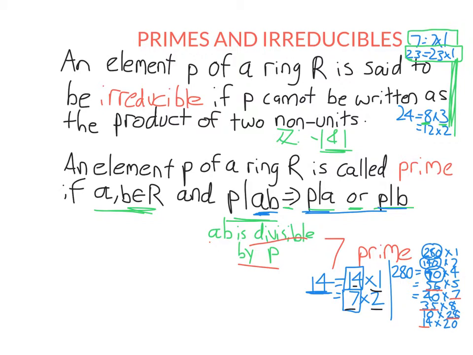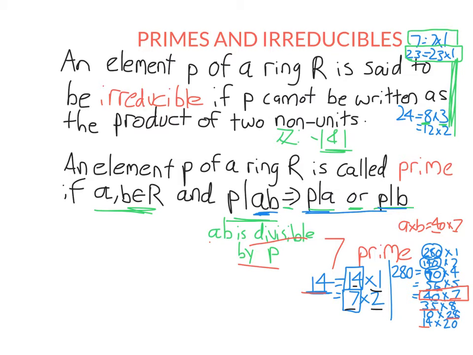But note, that doesn't work if the number's not prime. So we know 14 is not prime. So look here, I can write 280 as 40 times 7, even though 7 is not divisible by 14. 7's a factor of 14, but it's not divisible by 14. And 40 is not divisible by 14. So this definition of prime doesn't work for 14, because 14 is not prime. I can write a number, a times b, that is divisible by 14, yet neither a nor b is divisible by 14. And that means that 14 is not a prime number.